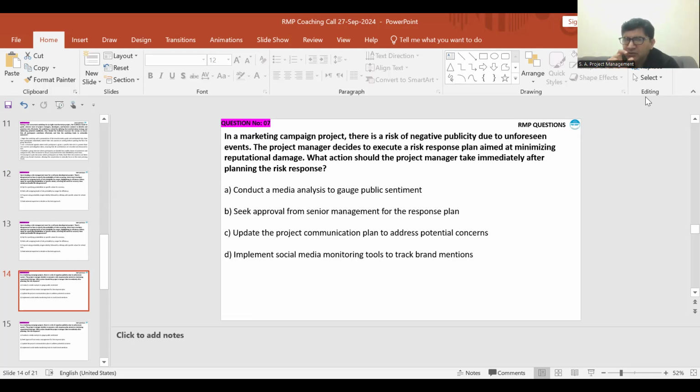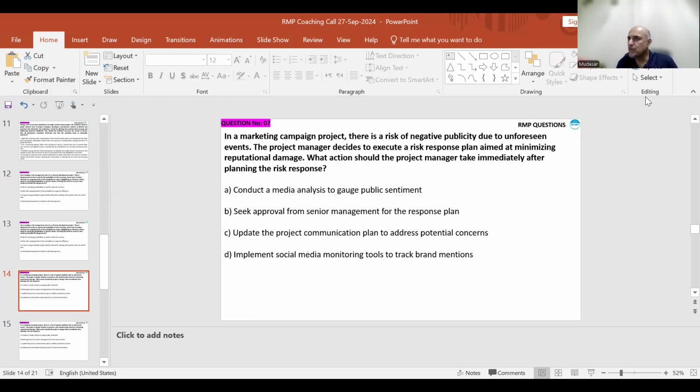You told that conducting a media analysis is monitoring. Monitoring comes after implementation of the response plan, after execution of the plan. You have just planned it. You did not execute so far. So monitoring will come later. When you plan the response, what do you do? You integrate it into the project management plan. Yes, that's correct.